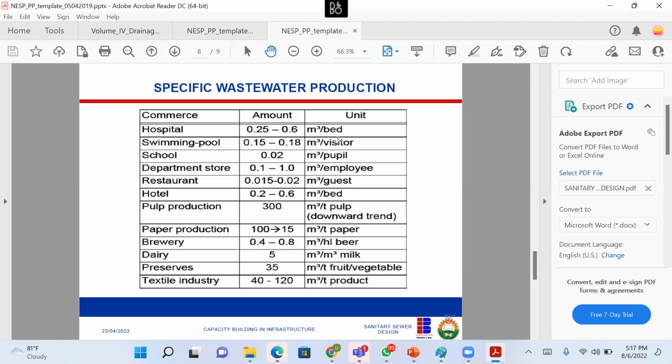Then pulp production requires a lot of water. Paper production, very huge, in terms of tonnage. Beer, the same thing, and so on and so forth. Textile, 40 to 20 meter cube per ton of products.